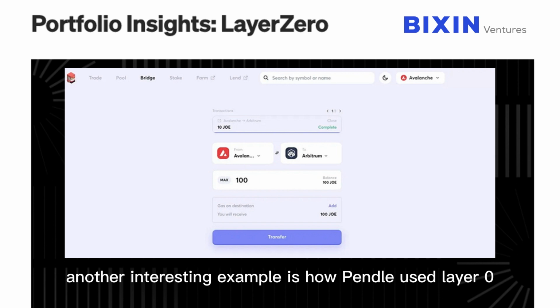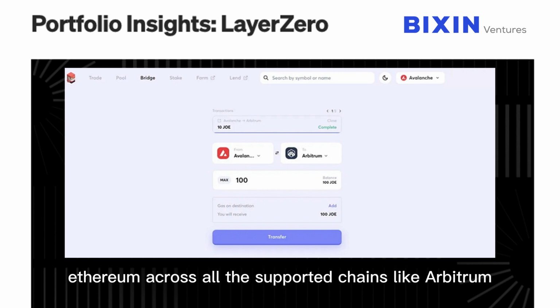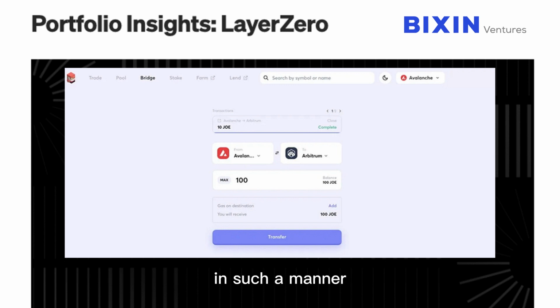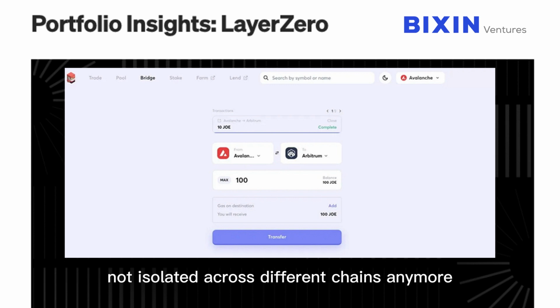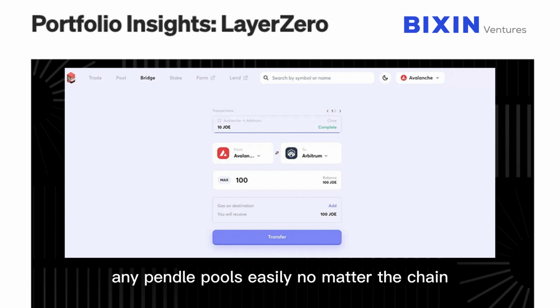Another interesting example is how Pendle used LayerZero to deploy omnichain vePENDLE tokenomics. For instance, Pendle users can sync their Pendle balance from Ethereum across all the supported chains like Arbitrum. In such a manner, vePENDLE tokenomics is not isolated across different chains anymore, and users will be able to boost rewards on any Pendle pools easily no matter the chain.